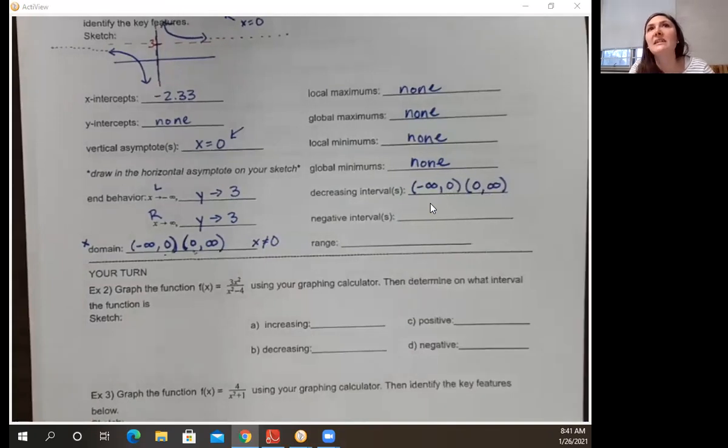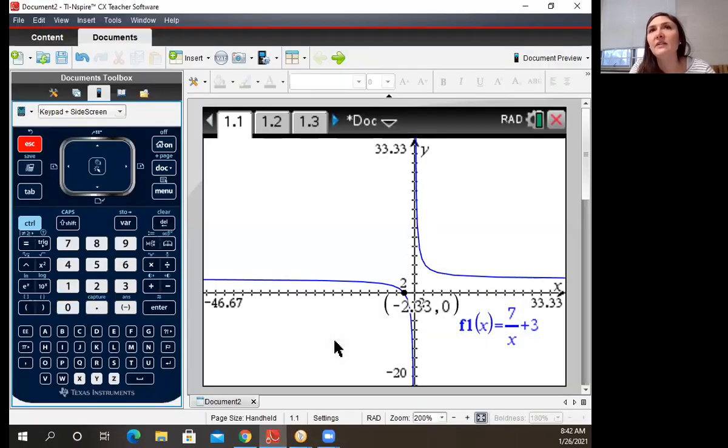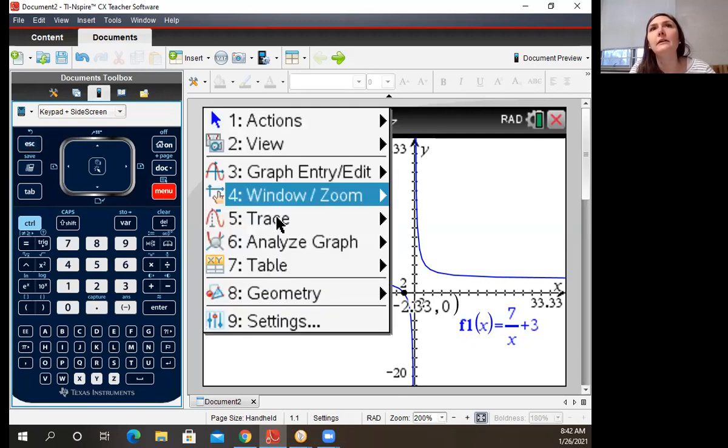And now let's talk about positive and negative intervals. So as I look at a graph to determine positive and negative intervals, positive intervals are places where my graph is above the x-axis, where my y value is positive. A negative interval is a place below the x-axis where my y value would be negative. So I'm going to zoom back in here.